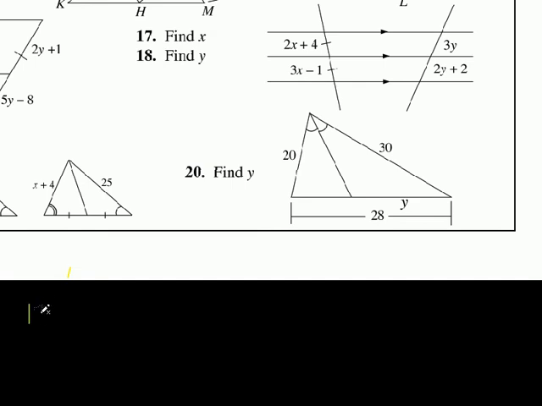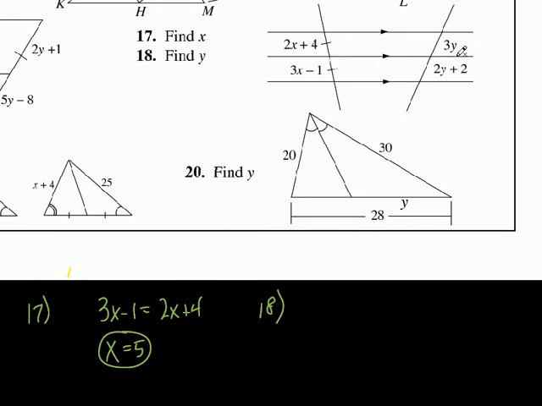Okay, look at number 17. 17 and 18 are pretty much what we just did over here. If you look at this, I want to solve for x, and this is really simple. Look, this has got one tick mark, that has one tick mark. What's true about these things? Well, they're equal to each other, so let's set them equal. 3x minus 1 is equal to 2x plus 4. Subtract a 2x from both sides, and I get x. Add a 1 to both sides, I get 5. Wow, that's easier than pre-algebra.